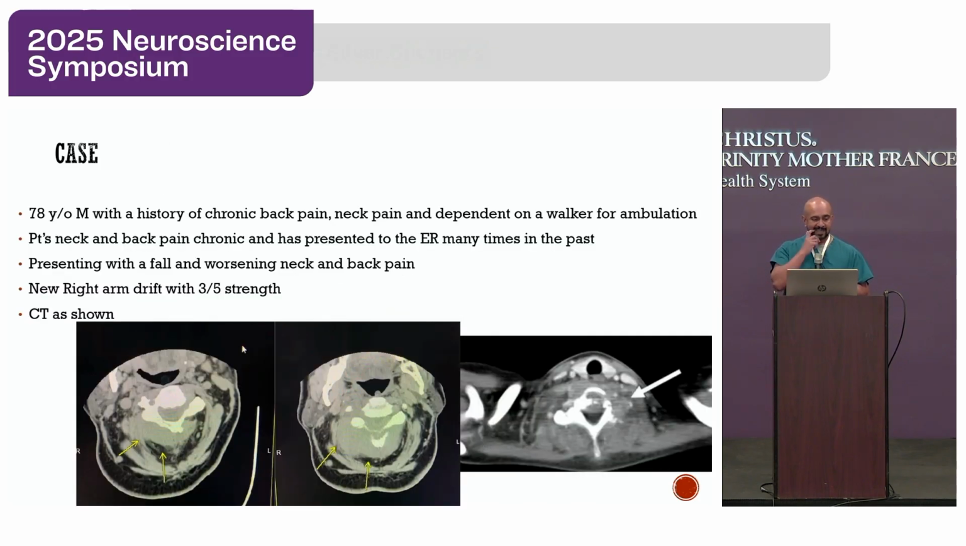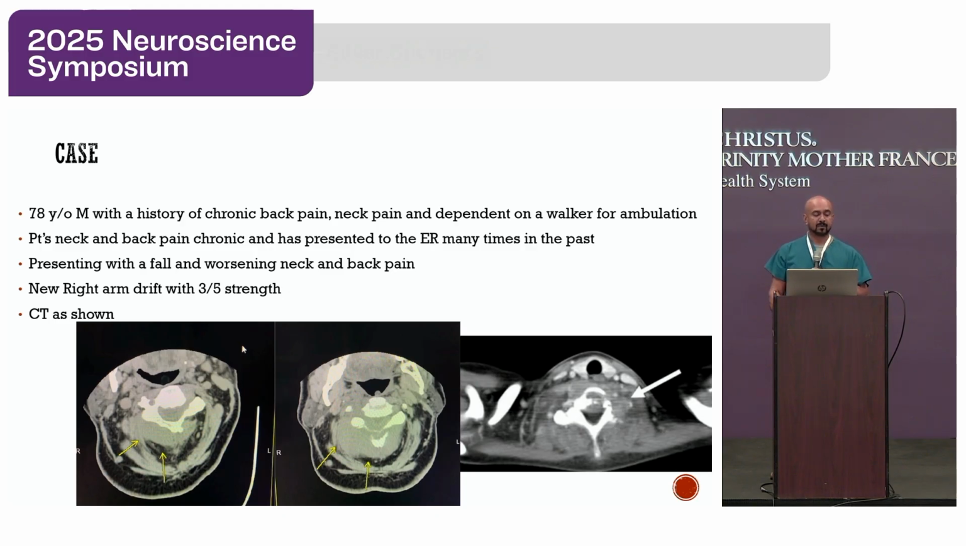All right, so this is the case, really quick, I'll talk about. This is a case that I was involved in and am very aware of. This is not in this hospital system, it's a different hospital system. This patient is a 78-year-old male with a history of chronic back pain and neck pain and dependent on a walker for ambulation at home. The neck and back pain were chronic and he had presented to the ER many times in the past to the same hospital. This time he presented with a fall and worsening neck and back pain.